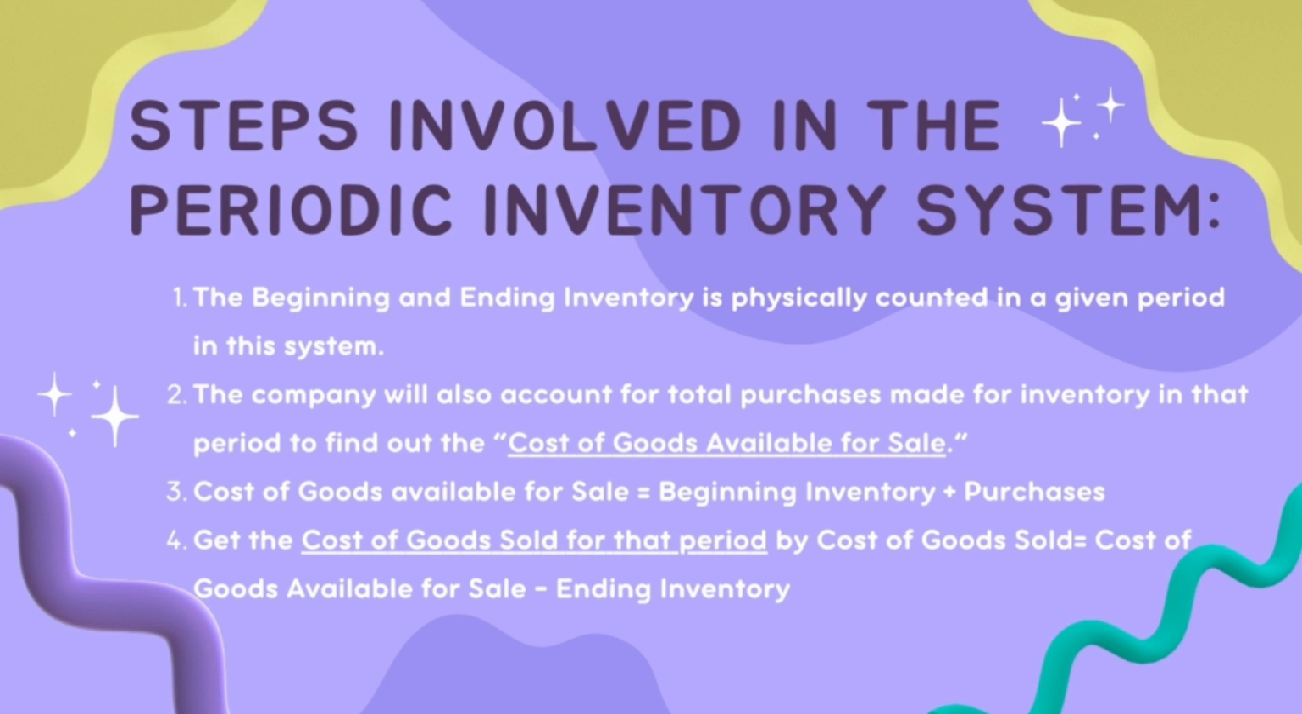Then third step, cost of goods available for sale is equal to beginning inventory plus purchases. To get the cost of goods available for sale, just add the beginning inventory to the purchases. Then last step, get the cost of goods sold for that period. Cost of goods sold is equal to cost of goods available for sale minus ending inventory. So just subtract the ending inventory from the cost of goods available for sale to get the cost of goods sold.